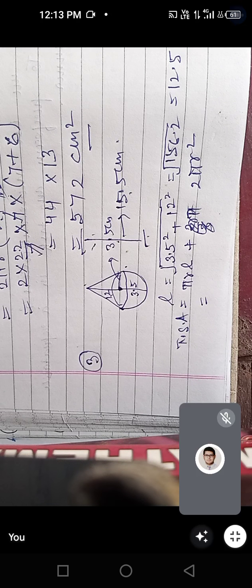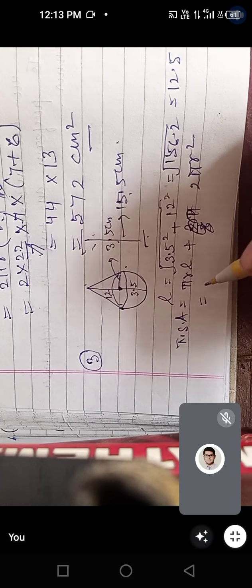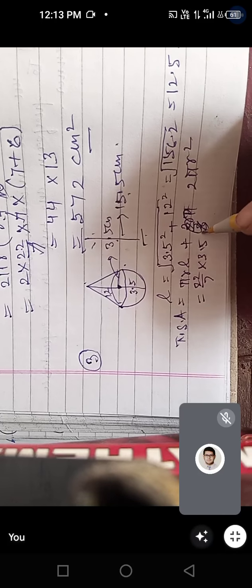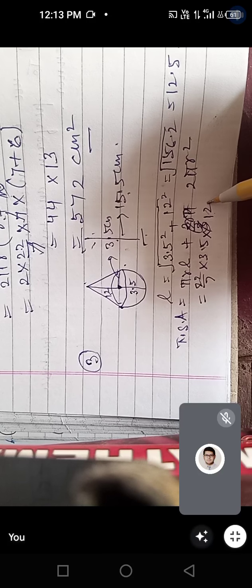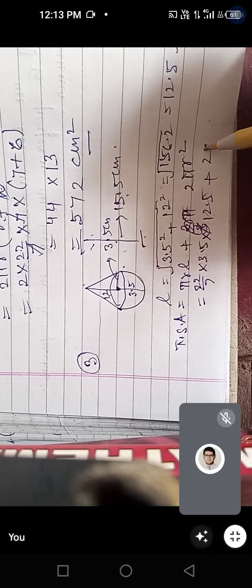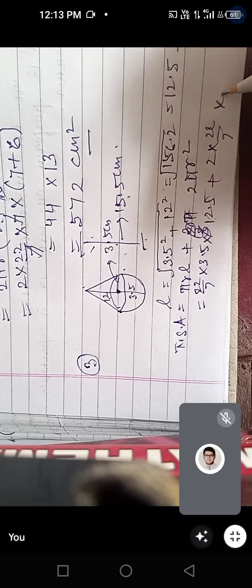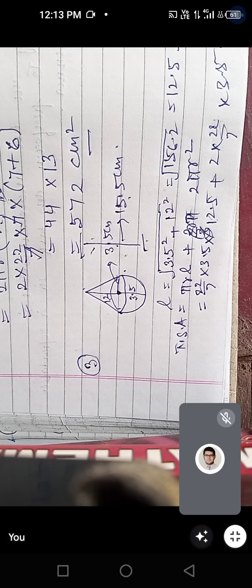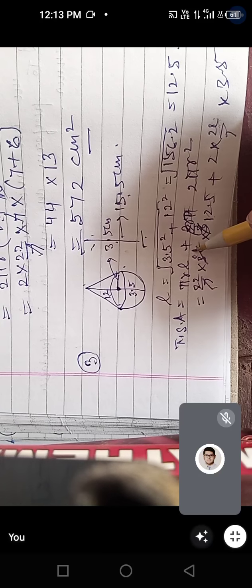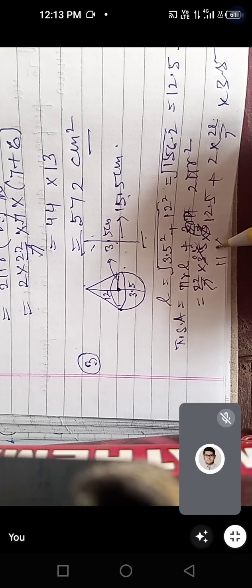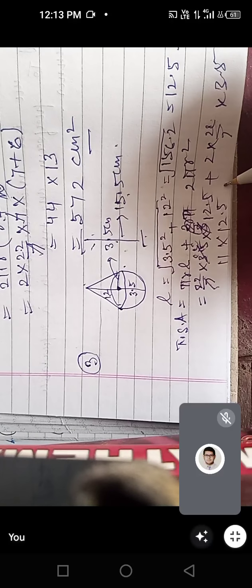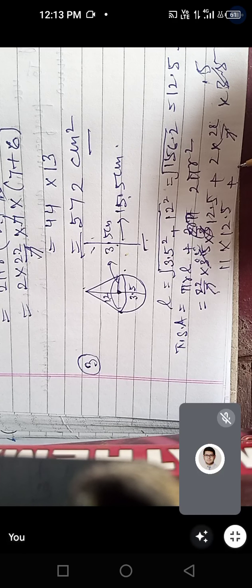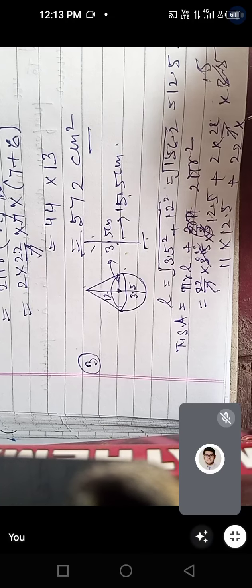That will come how much? Pi r l: 22 by 7, radius is 3.5, slant height you have calculated 12.5, plus 2 pi r square: 2 into 22 by 7, radius 3.5 into 3.5. Solve this. 7 will cancel, 0.5 into 22 is 11, 11 into 12.5 plus 7 cancelled here, 0.5 into 22 is 11, 11 into 22 into 3.5.